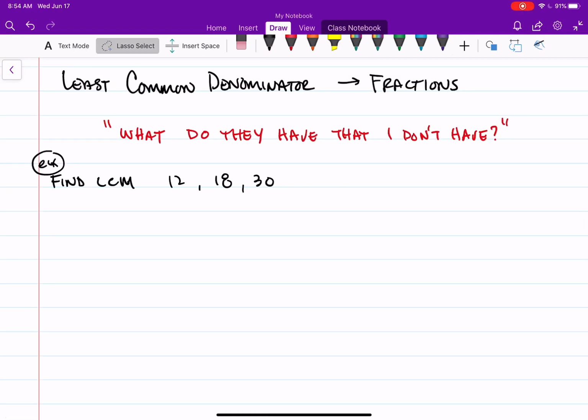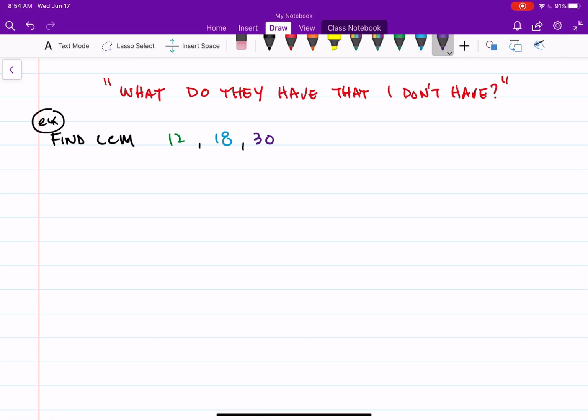Okay, so let's first change these colors here. Let's make the 12 green, the 18 blue, and the 30 purple. Now we want to break these numbers down. What do I mean by breaking them down? I'm talking about factor trees. Factor trees are where we break everything down so that we have prime numbers.